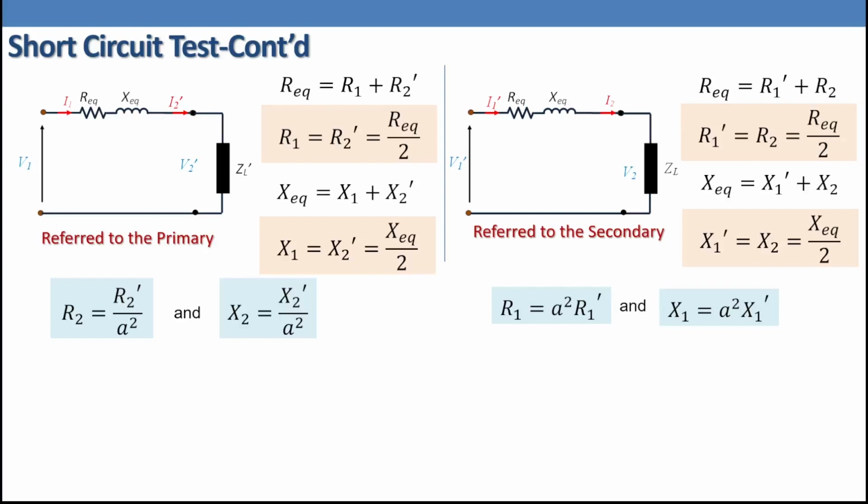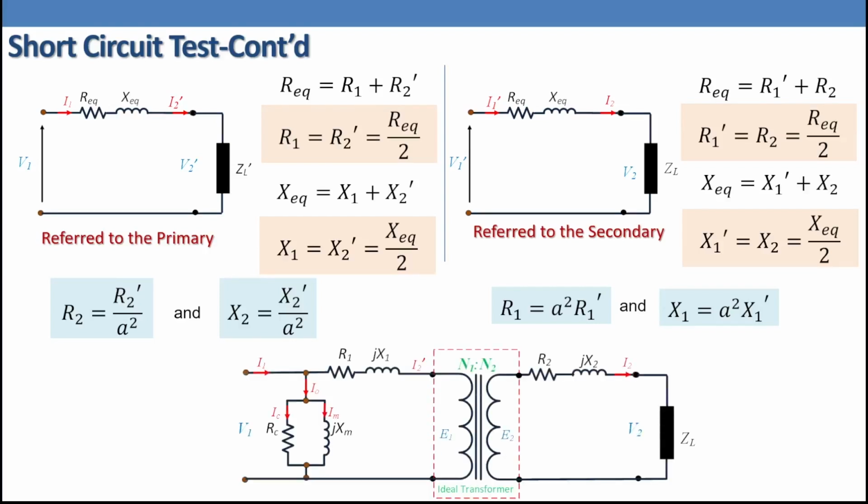After performing the turns ratio test, the no-load test, and the short circuit test, the approximate equivalent circuit, not referred to any side, is as shown in the figure.